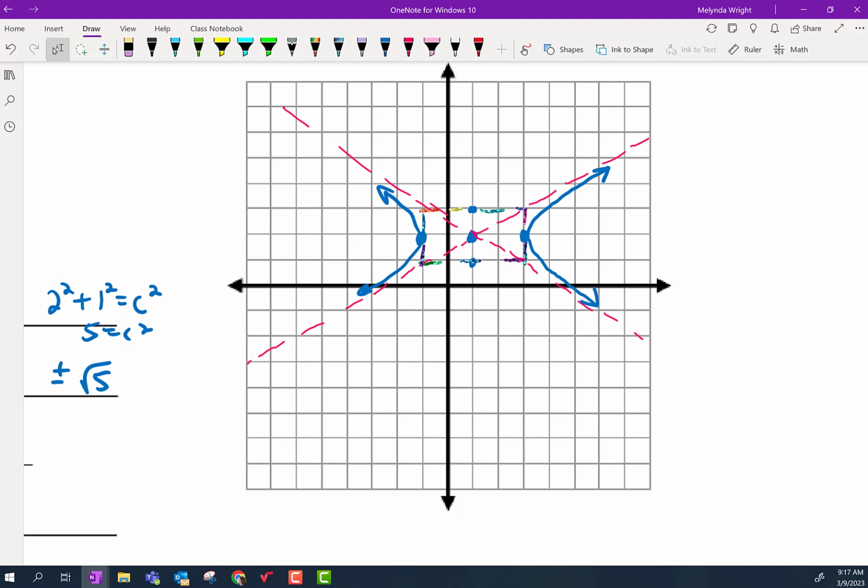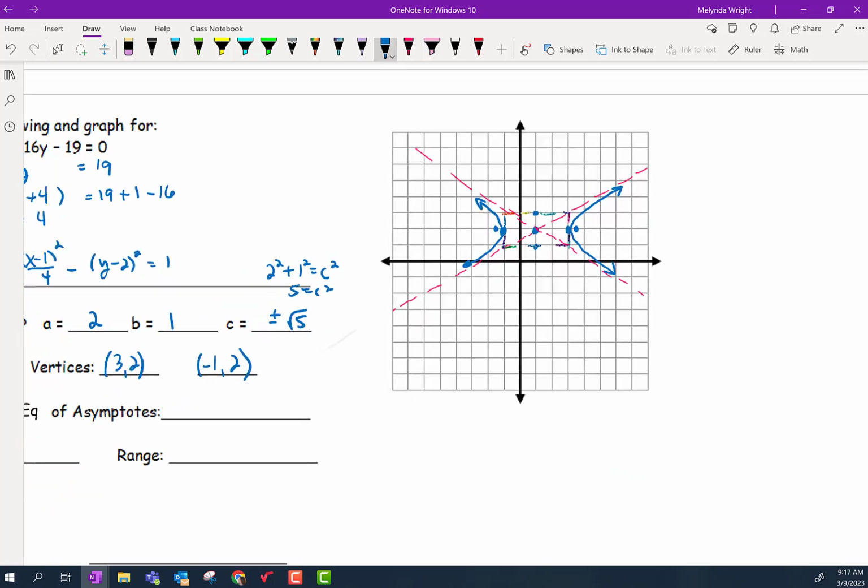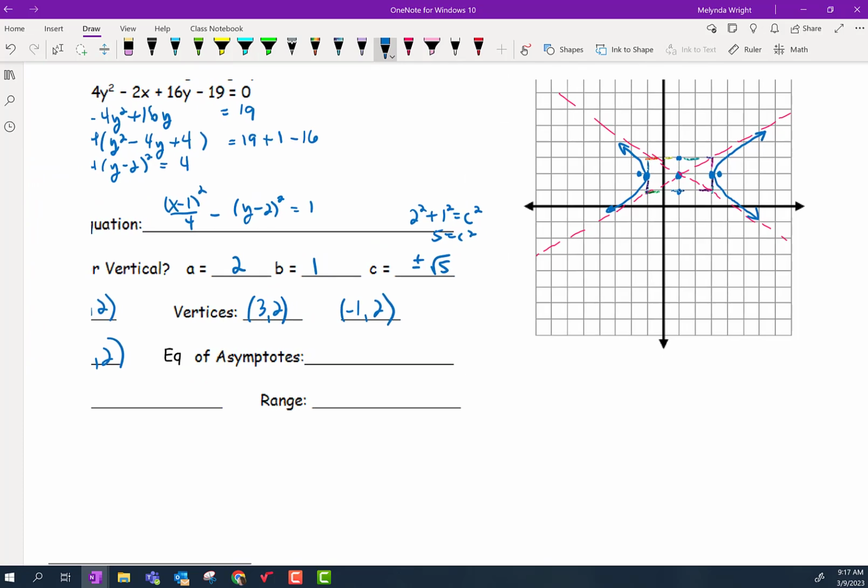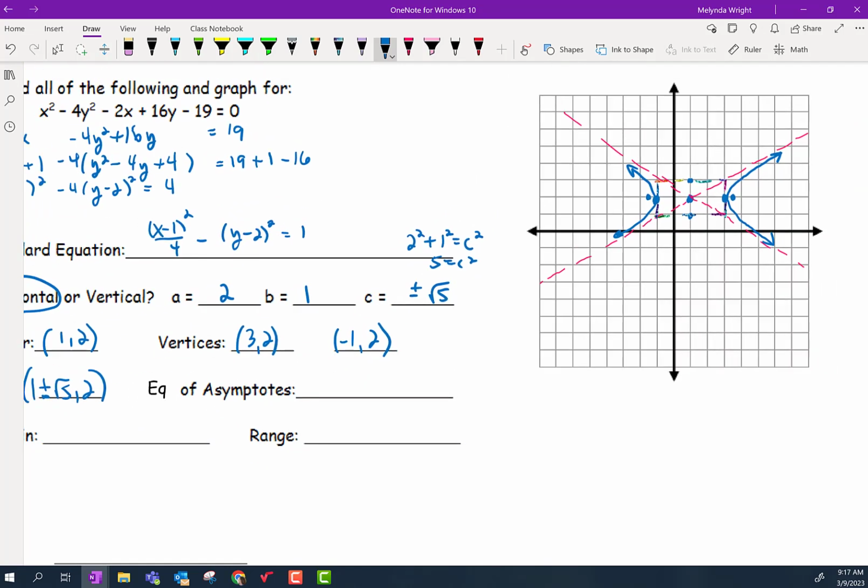So I'm going to graph my focus points. I'm going to go a little bit bigger than 2, which would put it about right there, and a little bit bigger than 2, which would put it about right here, on either side of the center. Remember, everything is grouped around the center. The center is a big deal. All right, equations of asymptotes.